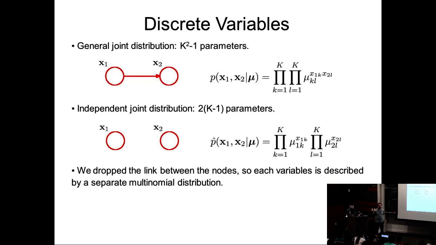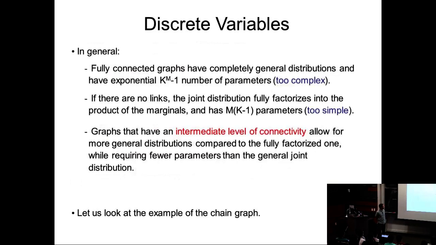So in one case, you have a fully connected graph. In another case, you have a fully independent graph. So you're dropping the links between the nodes, so each variable is described by a separate multinomial distribution. You have 2 multinomial distributions, and you only have to fit k parameters each. In general, if you have a fully connected graph, you have a completely general distribution, and you have an exponential number of parameters. So these are too complex to fit. Obviously, you can model whatever distribution you want.